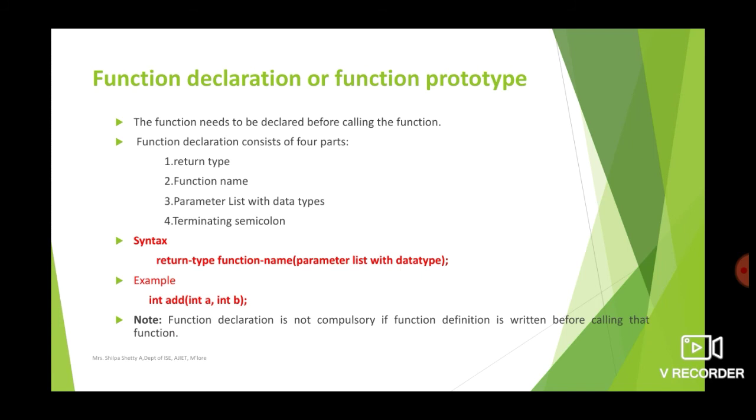The syntax is like this: return type, function name, parameter list with data types. The return type specifies the type of the value the function is returning, followed by the name of the function, and then the list of parameters along with the data types, followed by a semicolon. For example, the declaration for the add function will be int add(int a, int b); followed by a semicolon. The function declaration is not compulsory if the function definition is written before calling that function. This we will discuss shortly. Sometimes the function declaration is not necessary.